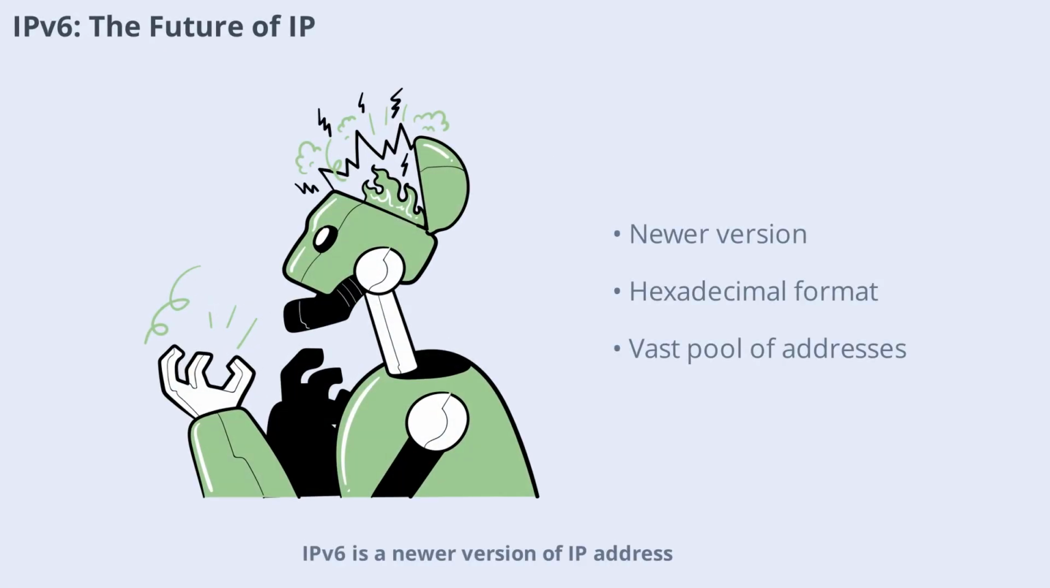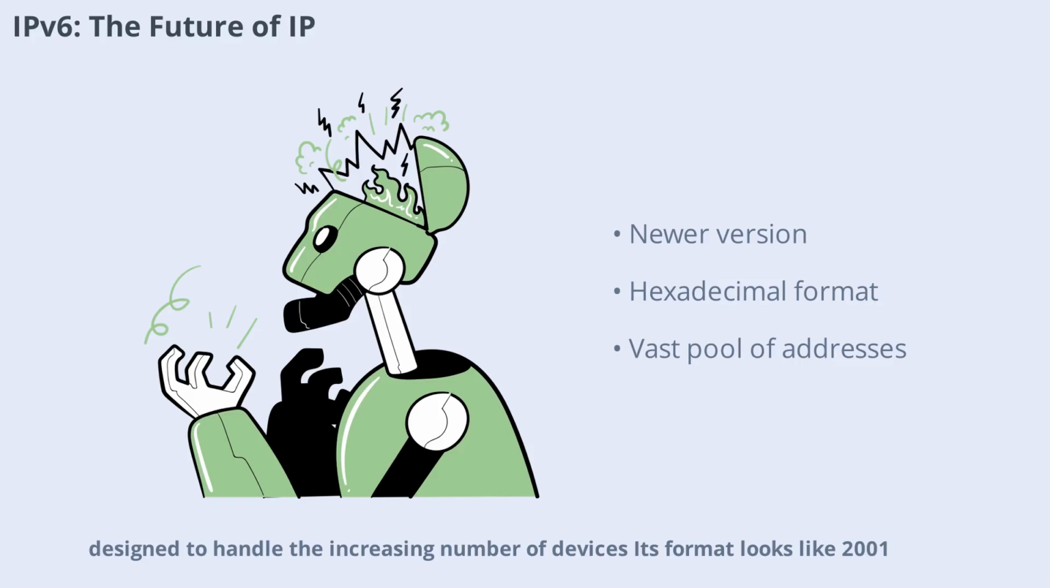IPv6 is a newer version of IP address, designed to handle the increasing number of devices. Its format looks like 2001:0DB8:85A3:08D3:1319:8A2E:0370:7334, using hexadecimal numbers and colons. IPv6 provides a vast pool of addresses, ensuring that every device can have a unique identifier as the internet continues to expand.